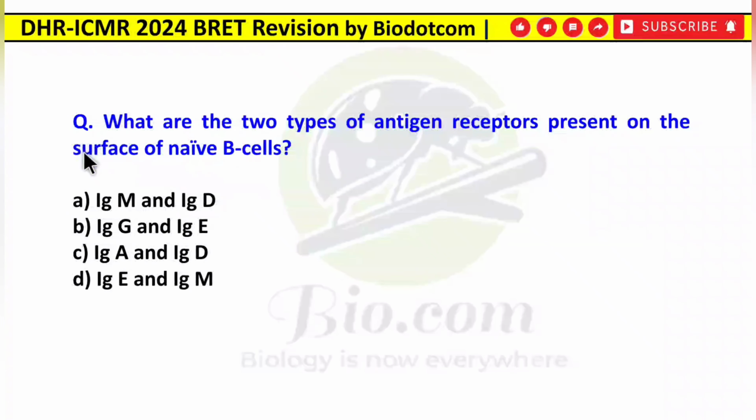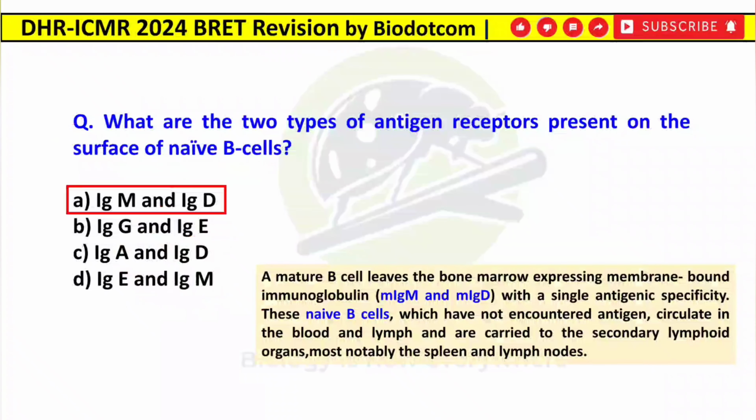Now the next question is, what are the two types of antigen receptor present on the surface of a naive B cell? Is it IgM and IgD, IgG and IgE, IgA and IgD, or IgE and IgM? So the two types of antigen receptor present on the surface of a naive B cell are IgM and IgD. All these questions are from QB immunology. आपको लाइन बाय लाइन ये चीज़ें मिल जाएंगी जो भी क्वेश्चंस फ्रेम हुए हैं यहाँ पे. So basically IgM and IgD is present on the naive B cell.